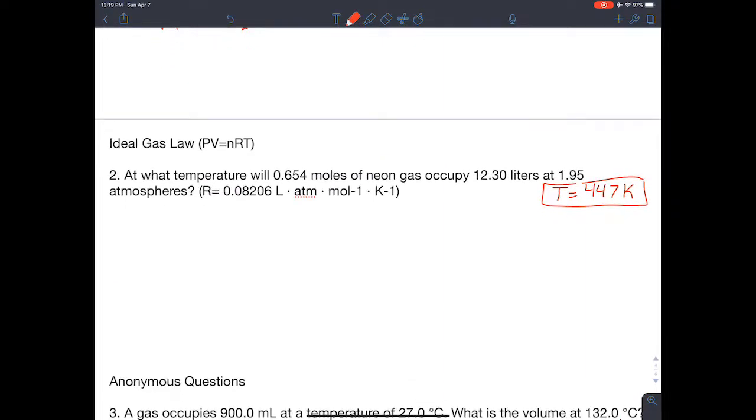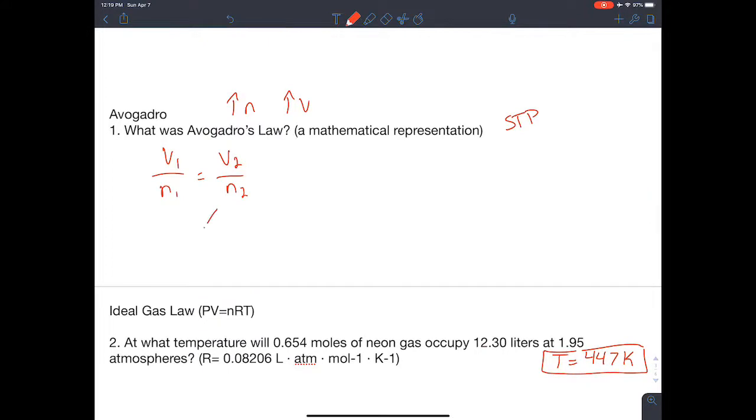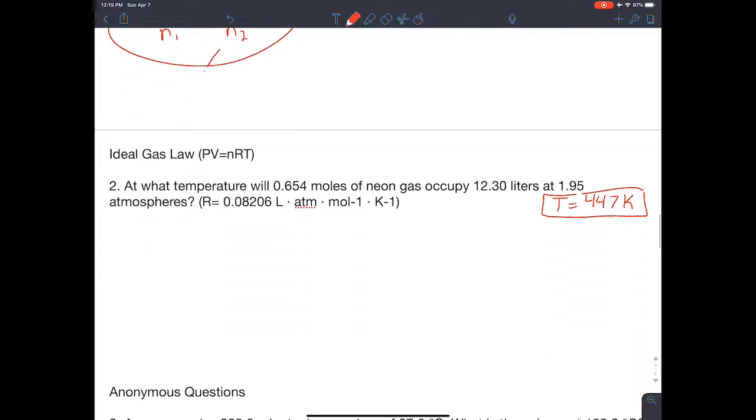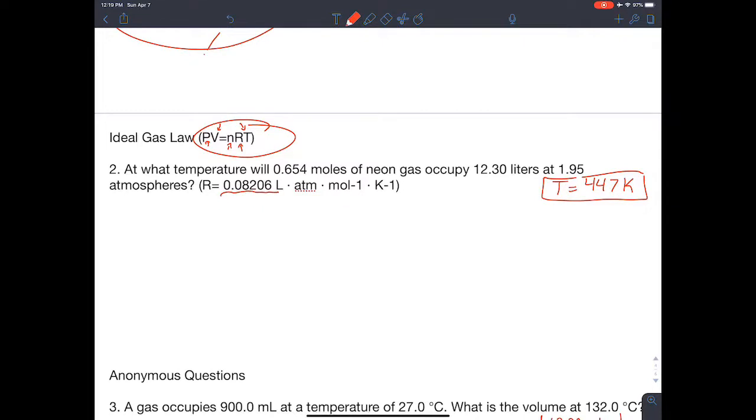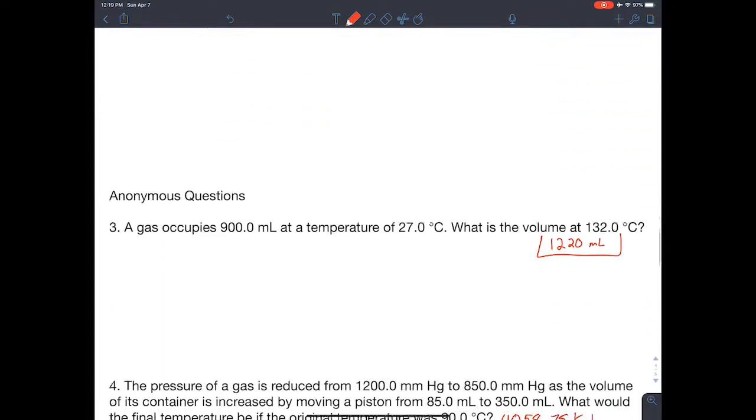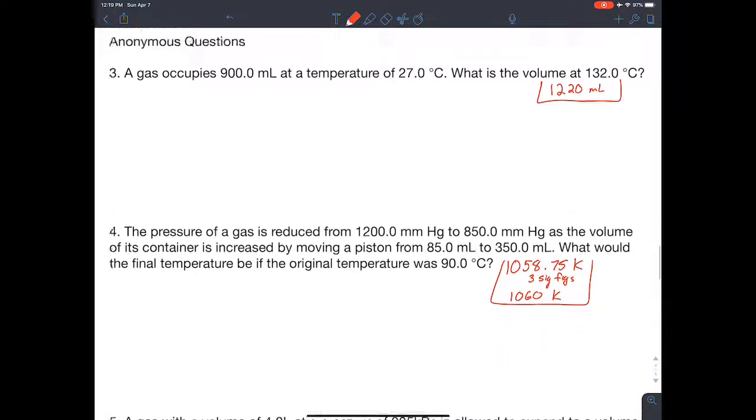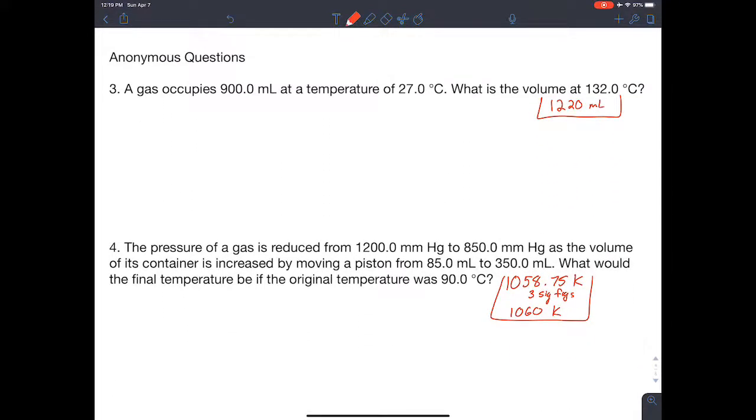Ideal gas law. So this is where you put everything together, including Avogadro's principle. PV equals nRT. Pressure, volume, number of moles, gas constant, which is given to you here, and temperature. So for this one, the only thing I remember people being confused about was this is N. That's your number of moles.